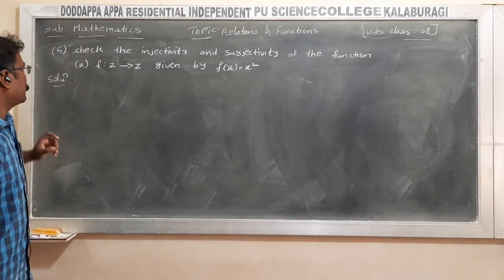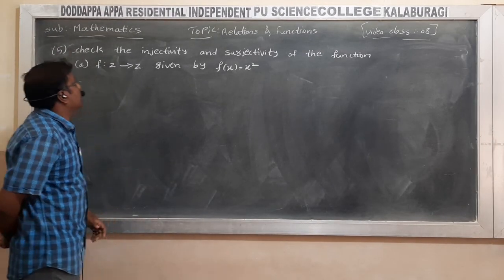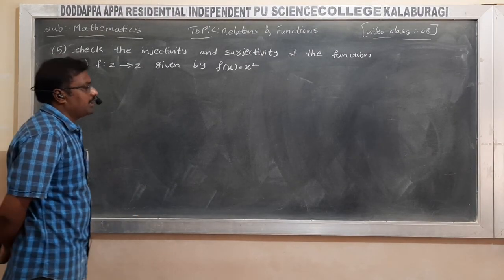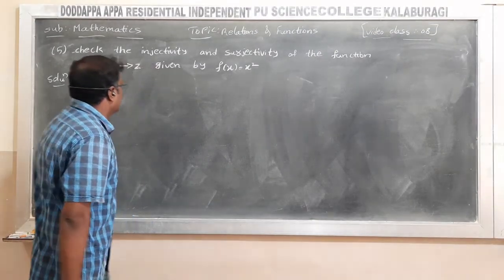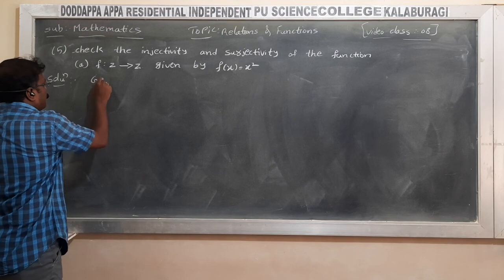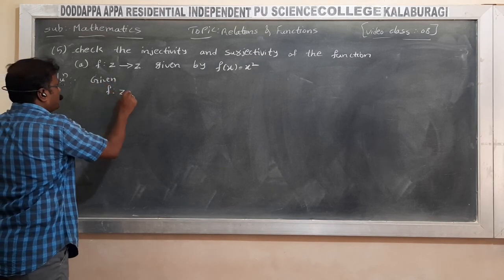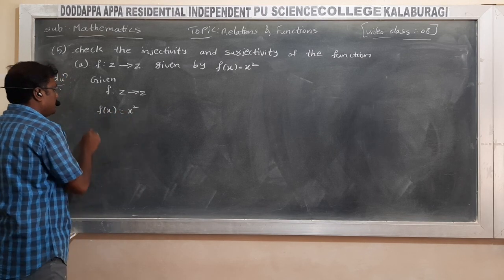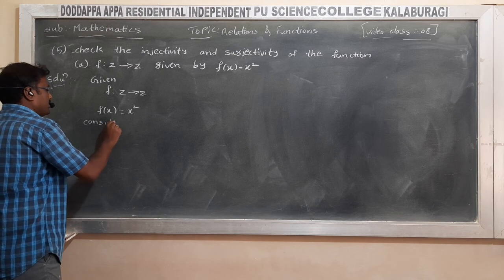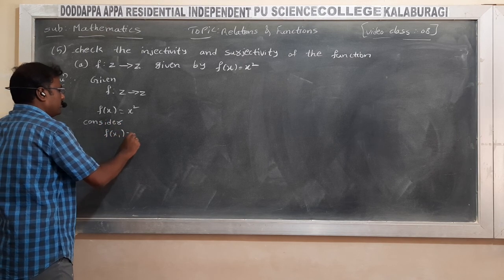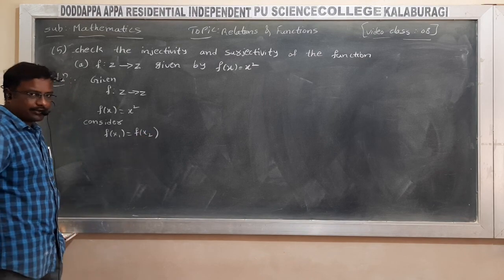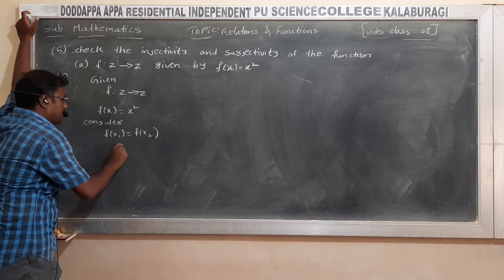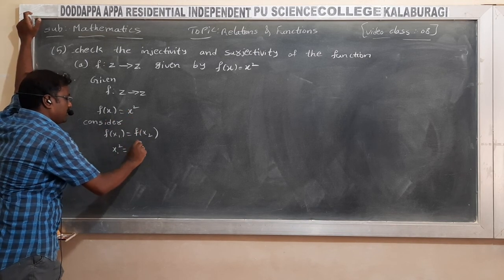Okay, so we go for another problem. Now here check the injectivity and surjectivity of the function. We know that injectivity means one-one and surjectivity means onto. So first, what is given here? f from Z to Z given by f of x is equal to x square is given, right? Now consider f of x1 is equal to f of x2. f of x square means we get here x1 square, x2 means x2 square, right?